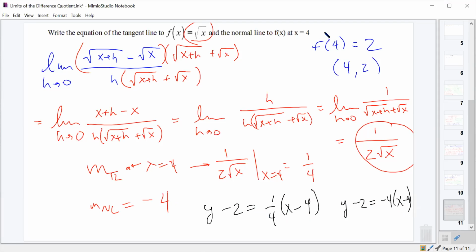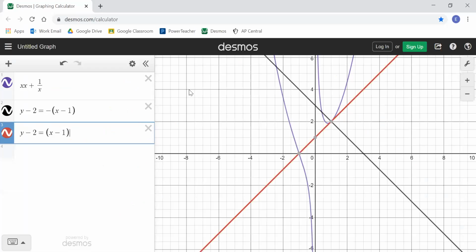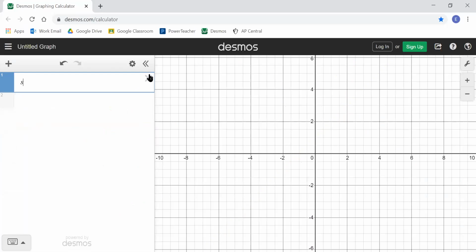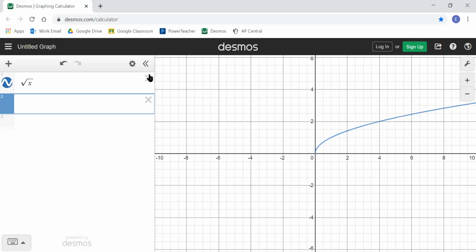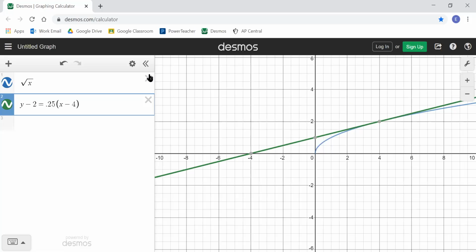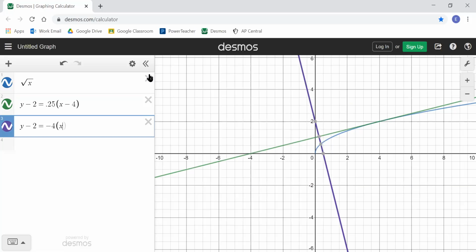Good or no? Yeah, that's good. So let's take a look real quick on the graph. There's square root of x. We should know what that looks like, right? We got y minus 2 equals 1/4 of x minus 4. Definitely looks like a tangent line, right? Touching it at one point, staying on one side of it after it touches it. And then the other one, we should know that we're definitely right here already. Our tangent line looked good, but there's our normal line going straight through.